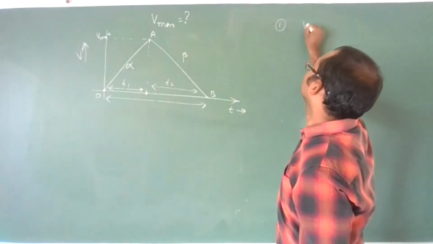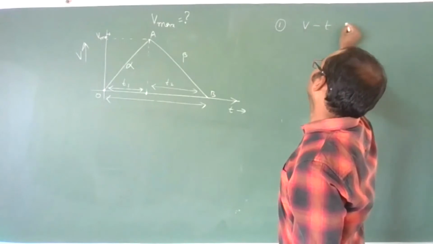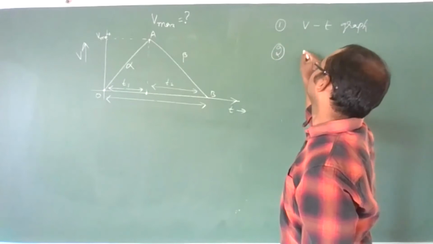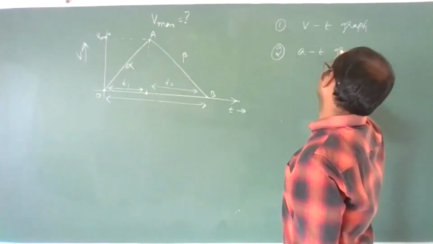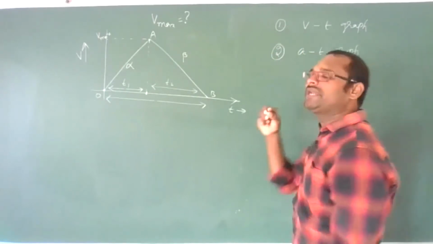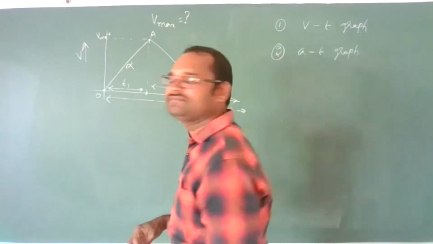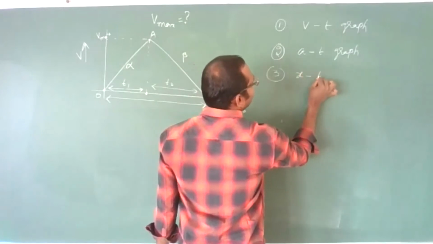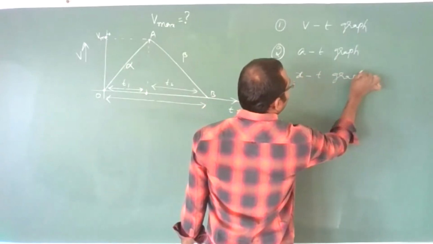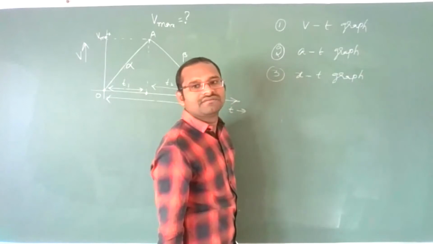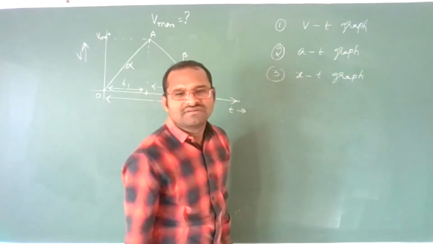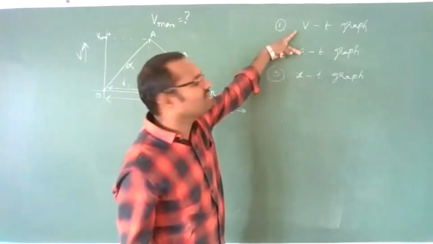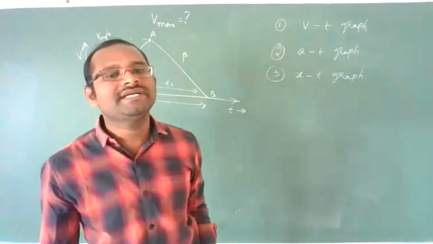First question is VT graph. Second question is AT graph. You should write each and every point under that AT graph. And third question is XT graph. These three are under one question only.